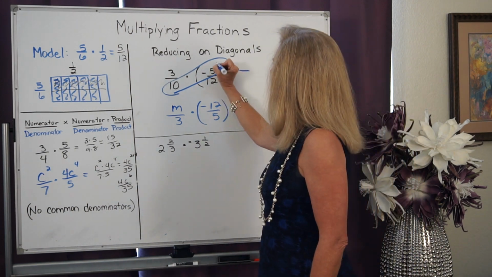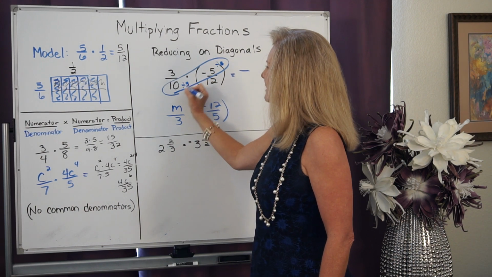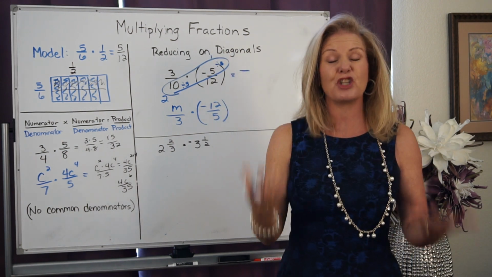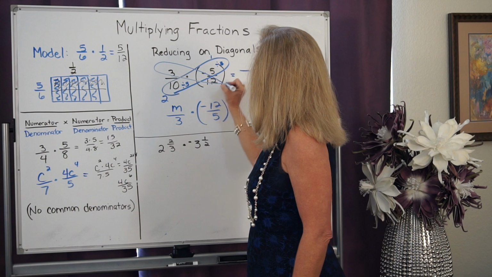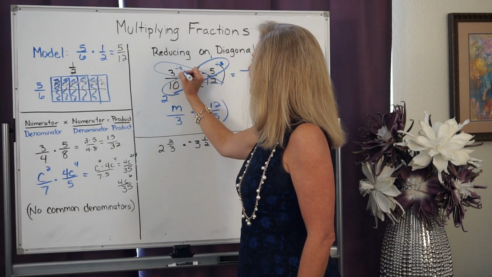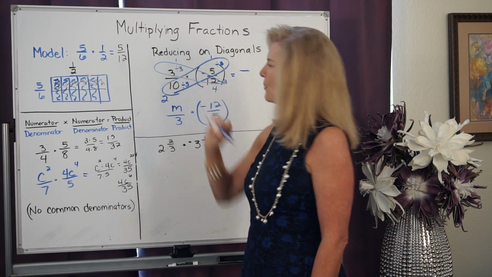But I know that I could actually divide both of these numbers by 5. And 10 divided by 5 is 2. 5 divided by 5 is 1. And I just changed and reduced those fractions. Now I can also do it on this side. And I always look only on the diagonal. And I know I could divide this by 3 and this by 3. And I get 4 here and I get 1 there.